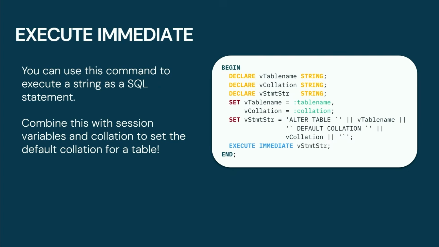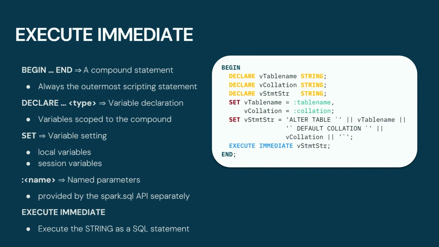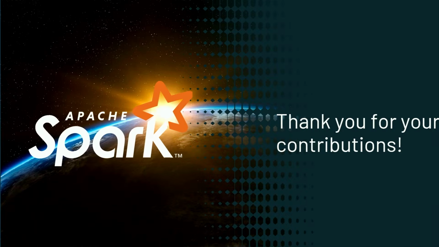And finally, execute immediate. As I mentioned, you can assemble these strings any way you want, call execute immediate, and it'll run the string you set as SQL, right? So here's a unified example of that. Cool. Yeah, so that's the Spark 4.0 talk.